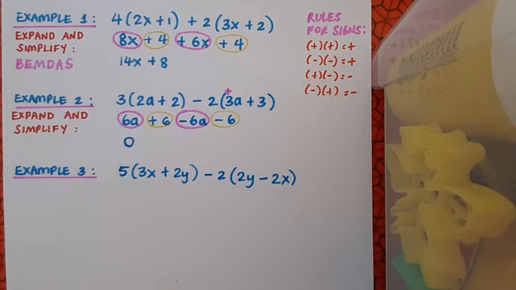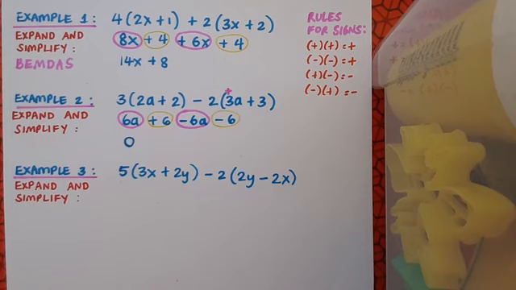Here's a third example. I've got 5 bracket 3x plus 2y minus 2 bracket 2y minus 2x. Again, I want to expand and simplify. Take a moment to write this example down, pause the video, try and do it yourself, keeping an eye on signs, and then play and see if you were correct.